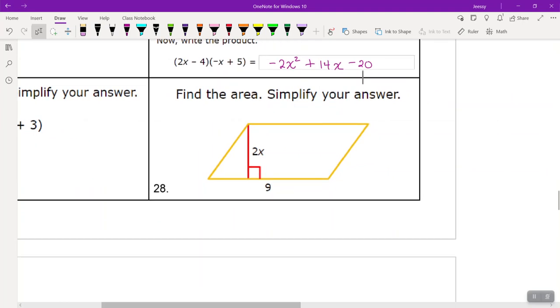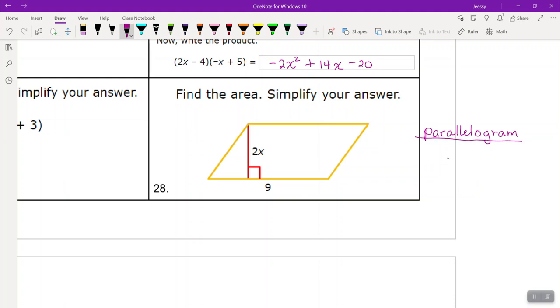This one, find the area. This is a parallelogram. Hold on, I misspelled that. Did I? I did not, right? Parallelogram. I did not. I was on the right track. And the area is going to be base times height, or essentially length times width, okay? It comes down to the same thing.